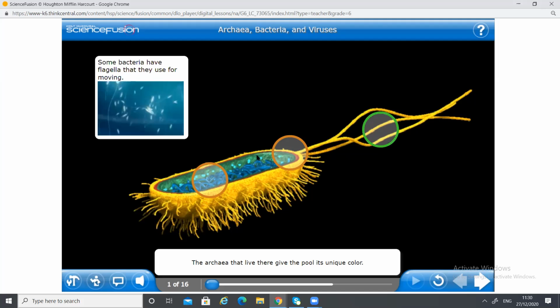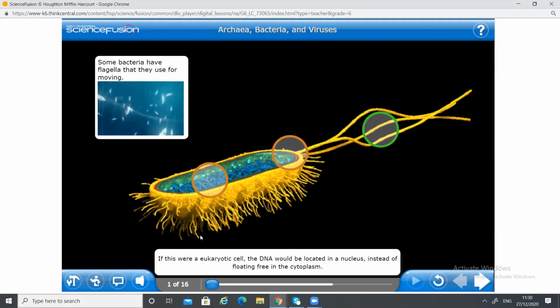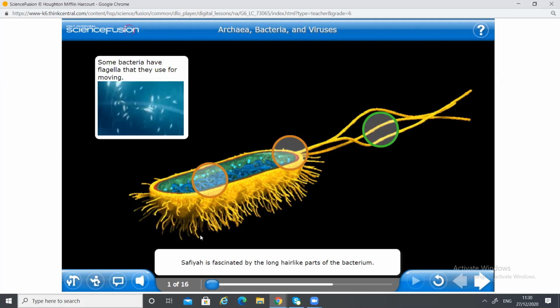So we studied about this. A prokaryotic single-celled organism is an E. coli bacterium. See that bundle of squiggles inside the cell? That is the bacterium's DNA. If this were a eukaryotic cell, the DNA would be located in a nucleus instead of floating free in the cytoplasm. Sophia is fascinated by the long hair-like parts of the bacterium. These are called flagella. They allow the organism to move around.